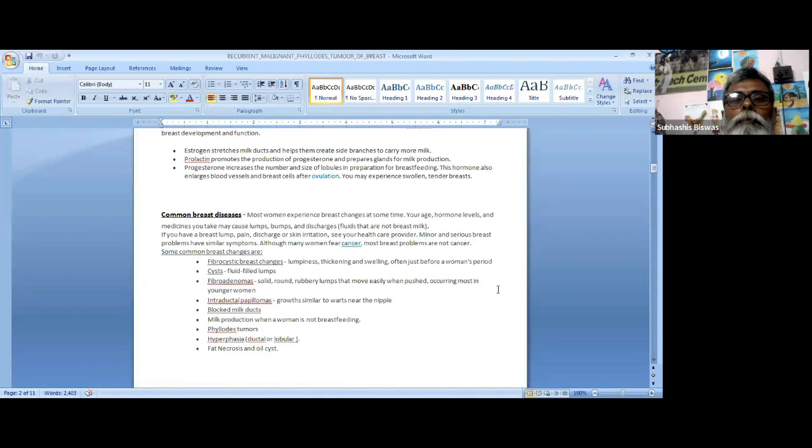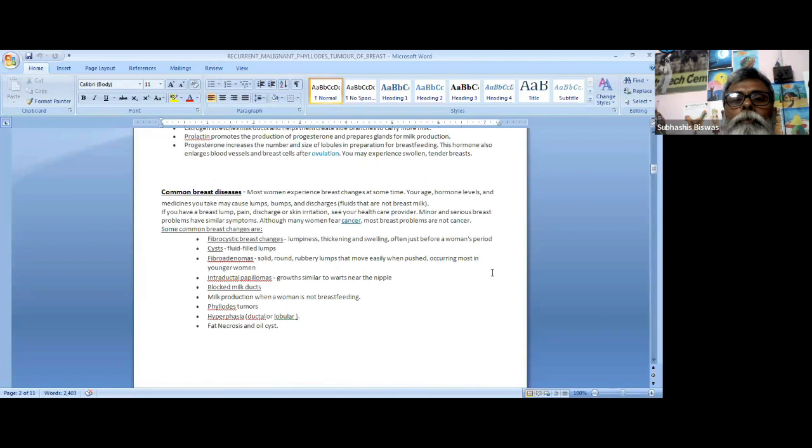Let us see common breast diseases. Most women experience breast changes at some time. Their age, hormone levels, and medicines they may take cause lumps, bumps, and discharges, fluids that are not breast milk. If you have a breast lump, pain, discharge, or skin irritations, see your healthcare provider. Minor and serious breast problems have similar symptoms, although many women fear cancer.